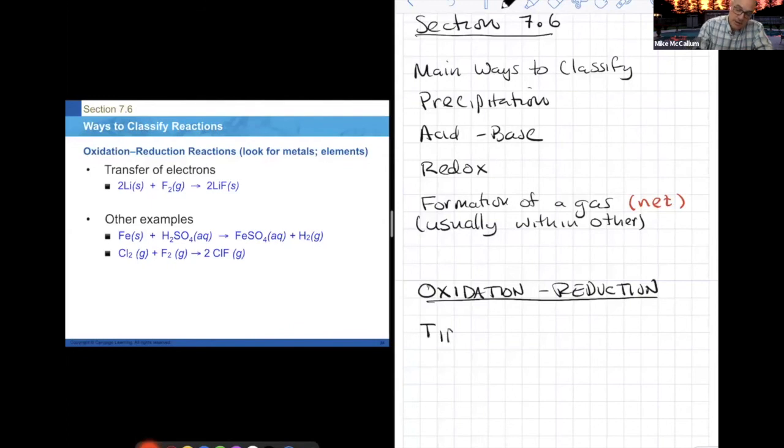Well, in an oxidation reduction reaction, you often have an element on one side of the reaction, and that element becomes a combined form, right? So let's look at this first example on the slide. We have two elements, right? Lithium and fluoride, and they combine with each other to form lithium fluoride. So anytime you have a neutral, charge neutral elemental form that becomes combined, it's going to be an oxidation reduction reaction, right? This second example, again, iron, metallic iron, which is neutral.